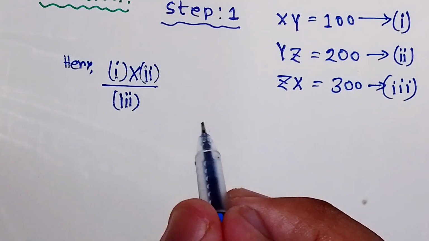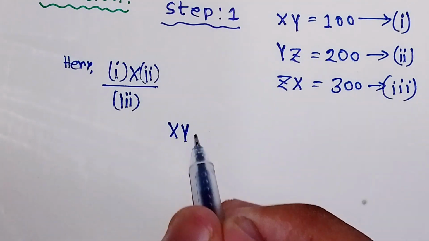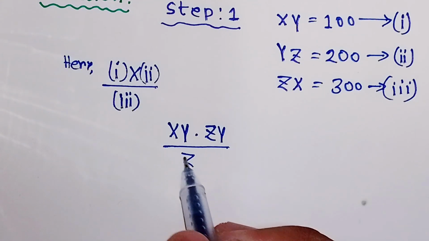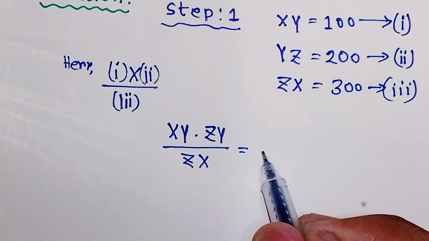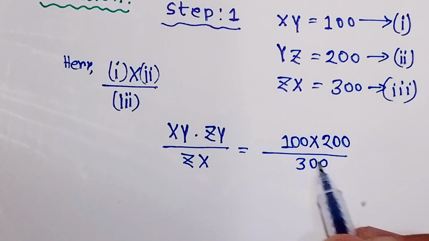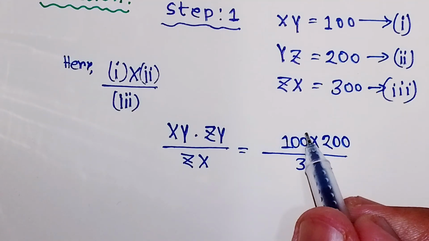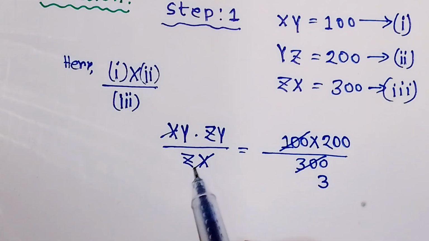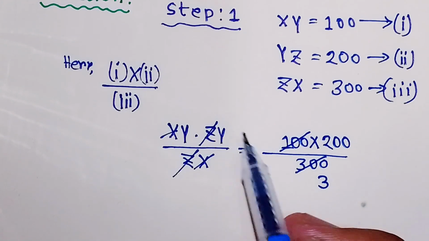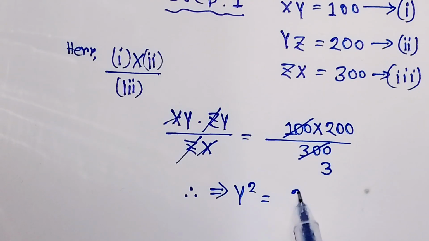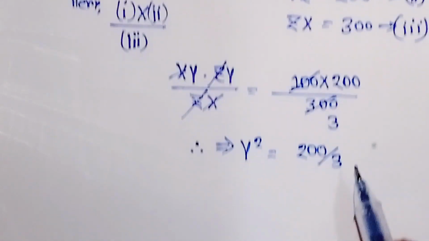Then we'll get xy times zy divided by zx equals 100 times 200 divided by 300. Then we can cancel out this 100 and this 300, which will be 3. This x and this x will be cancelled out. This z and this z will be cancelled out. Then from here we can get y square equals 200 divided by 3.